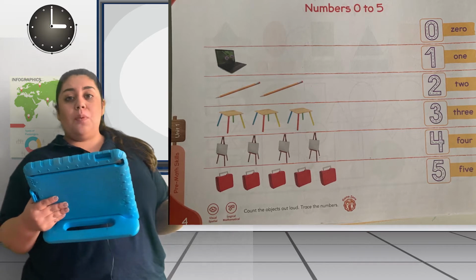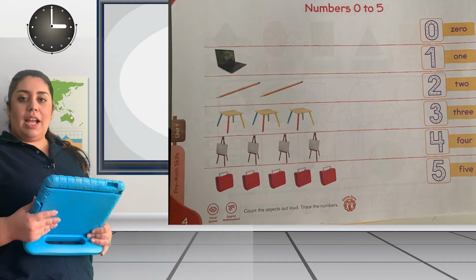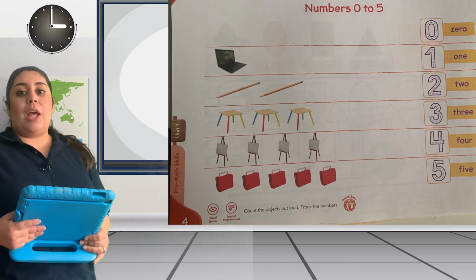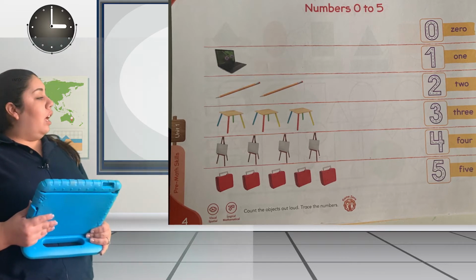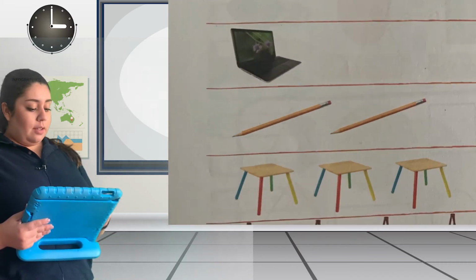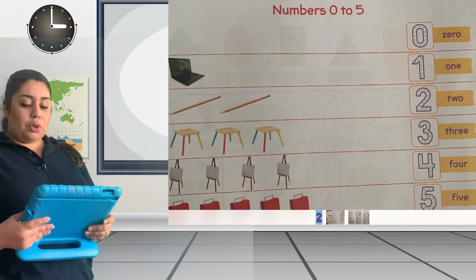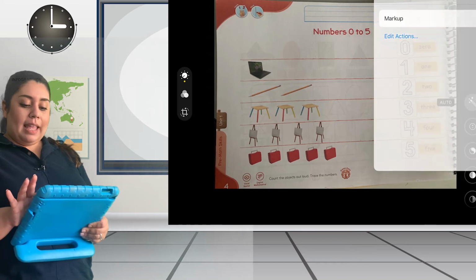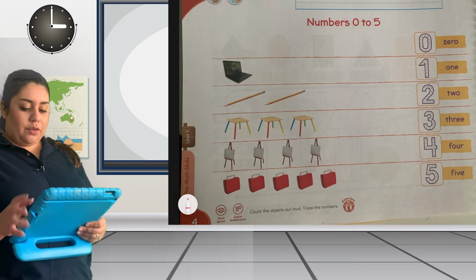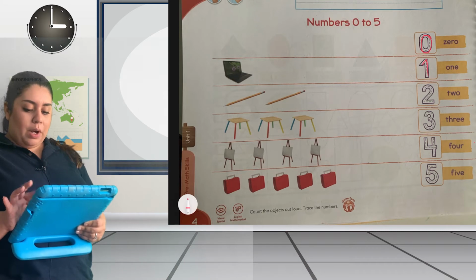And let's count the objects that we have. On the column that says 0, do we have an object? No, we don't, because it's number 0. Then on the column of number 1, how many objects do we have? 1 laptop, correct. Let's trace number 1. I am going to use the color red for this activity. First number 0 and then number 1.